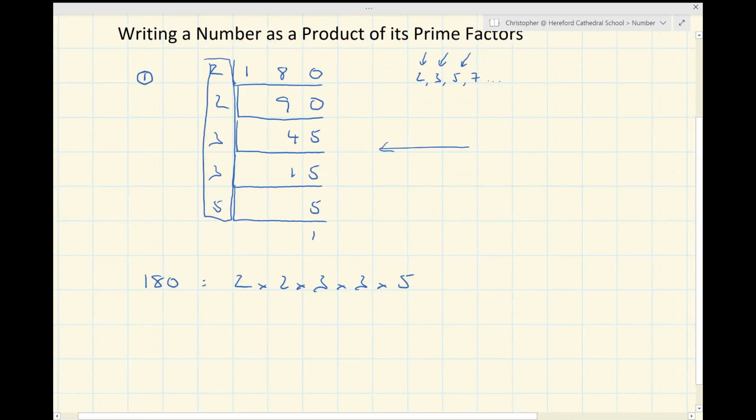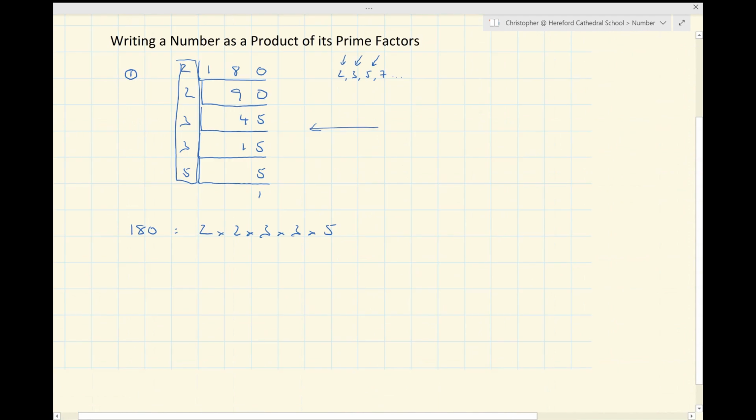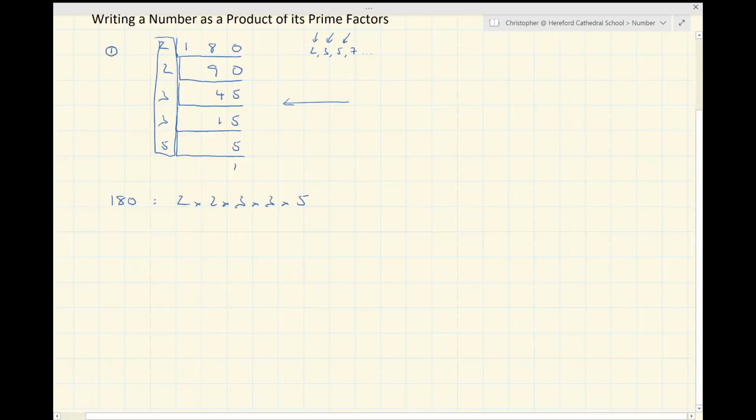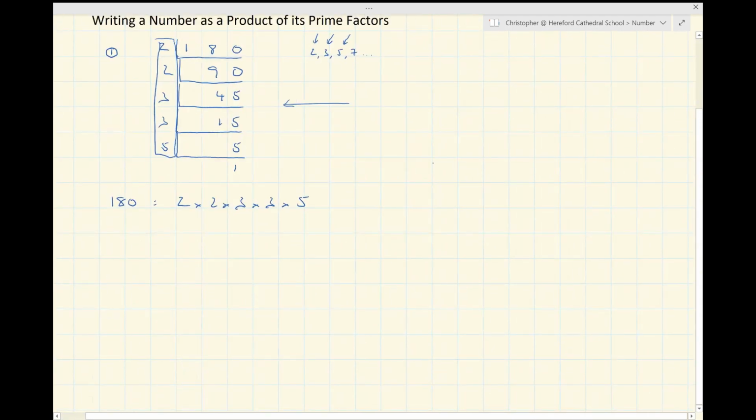ladder. If you want to have a go at method 1 yourself, why not pause the film in a moment and have a go at doing 240, at writing 240 as a product of its primes using the ladder method. Pause the film, have a go. Okay, now I'm going to do this one.